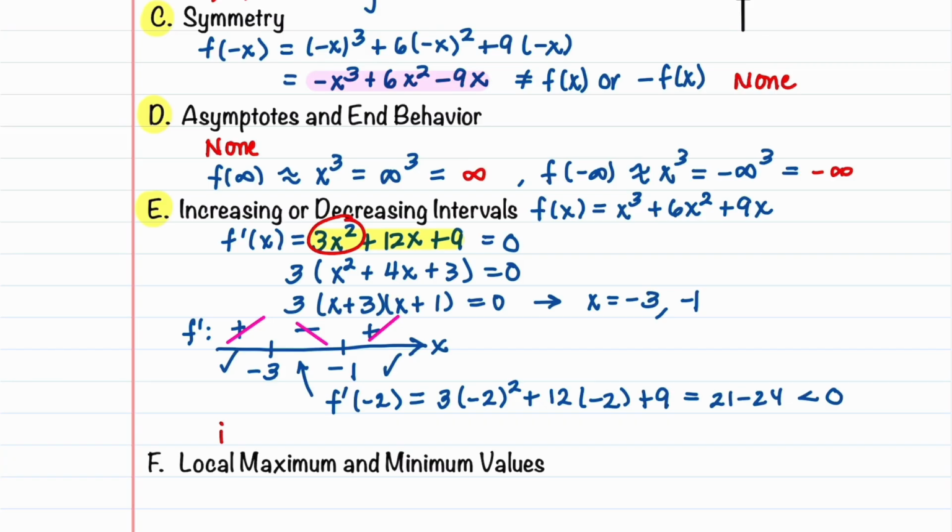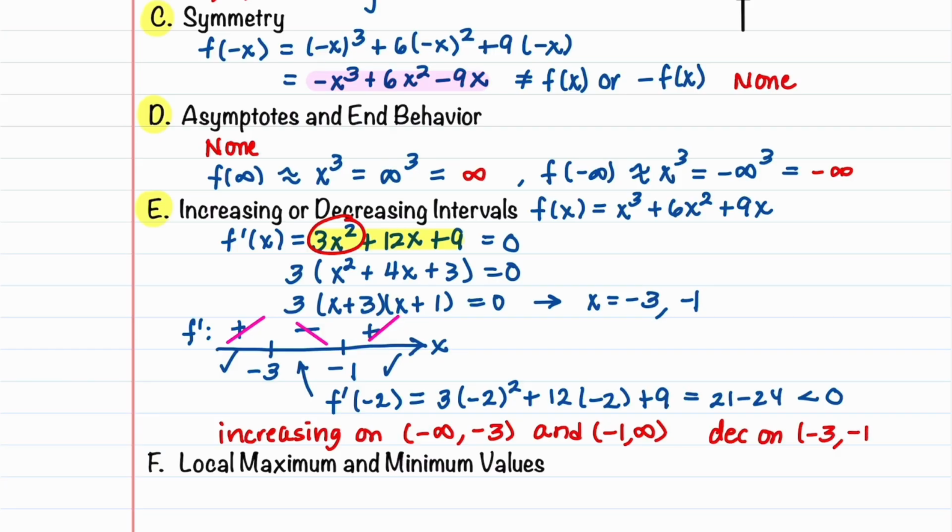Let's write down that it is increasing on the region from minus infinity to minus 3 and from minus 1 to infinity. Then we'll say that it's decreasing on the interval from minus 3 to minus 1.